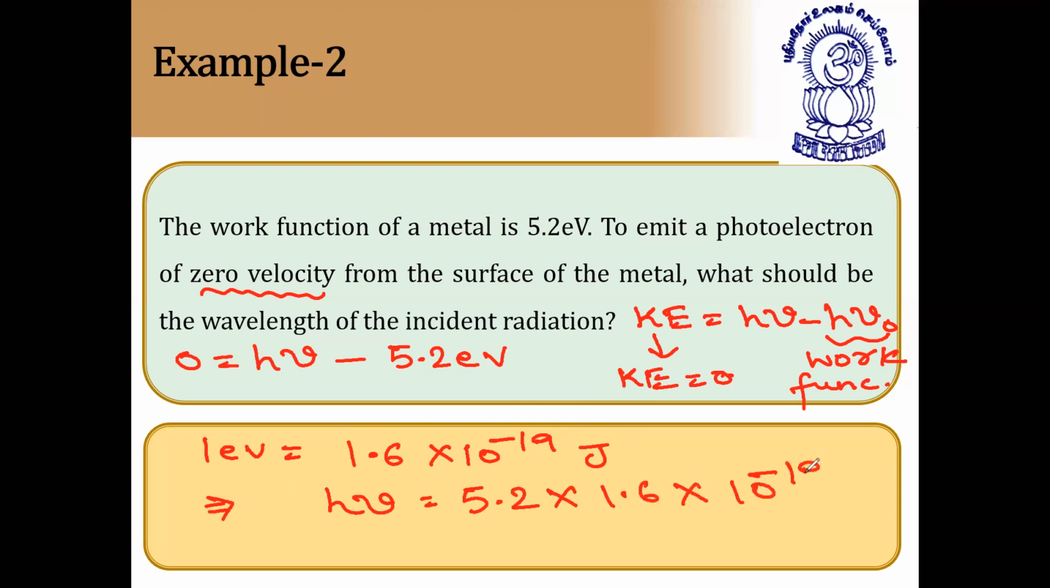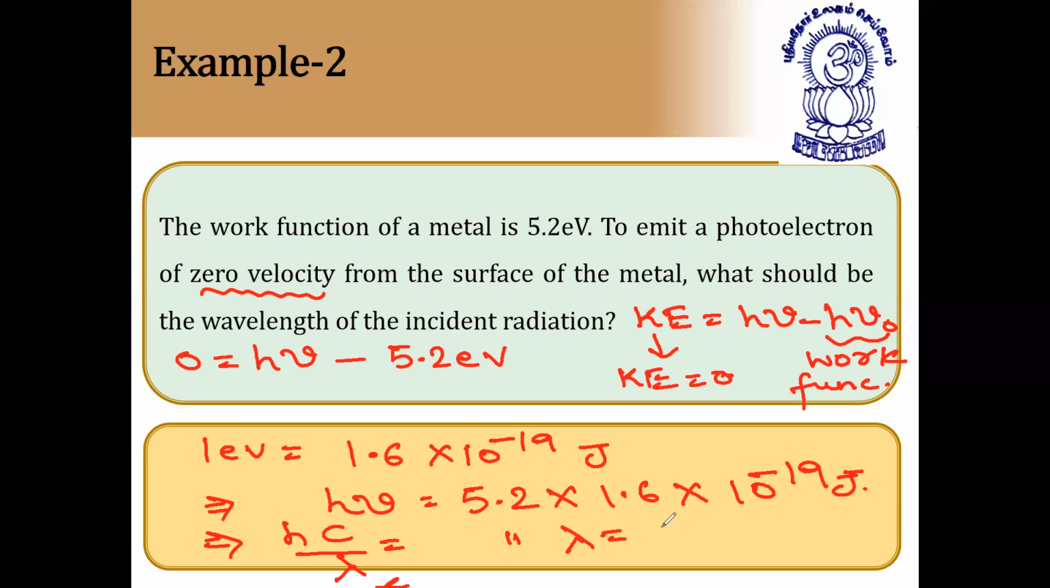19. And since already you know nu is equal to c by lambda, h into c by lambda is equal to 5.2 into 1.6 into 10 to the power of minus 19 joules. So you know the value of h, you know the value of c. From this you can find out lambda.